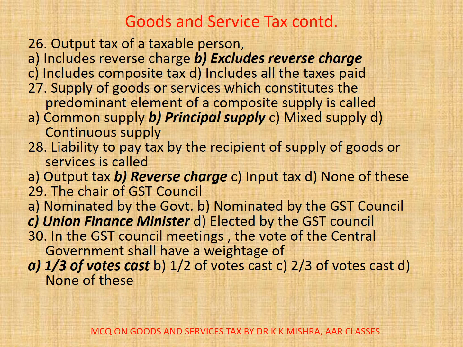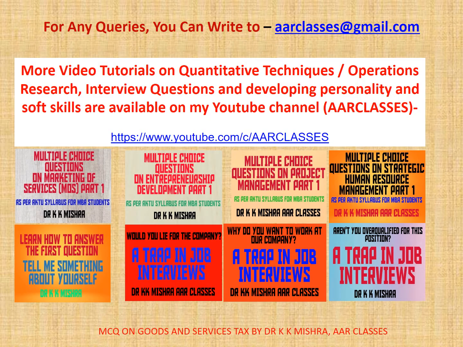30. In the GST Council meetings, the vote of the central government shall have a weightage of A. 1/3 of votes cast, B. 1/2 of votes cast, C. 2/3 of votes cast, D. None of these. The correct option is A. 1/3 of votes cast.